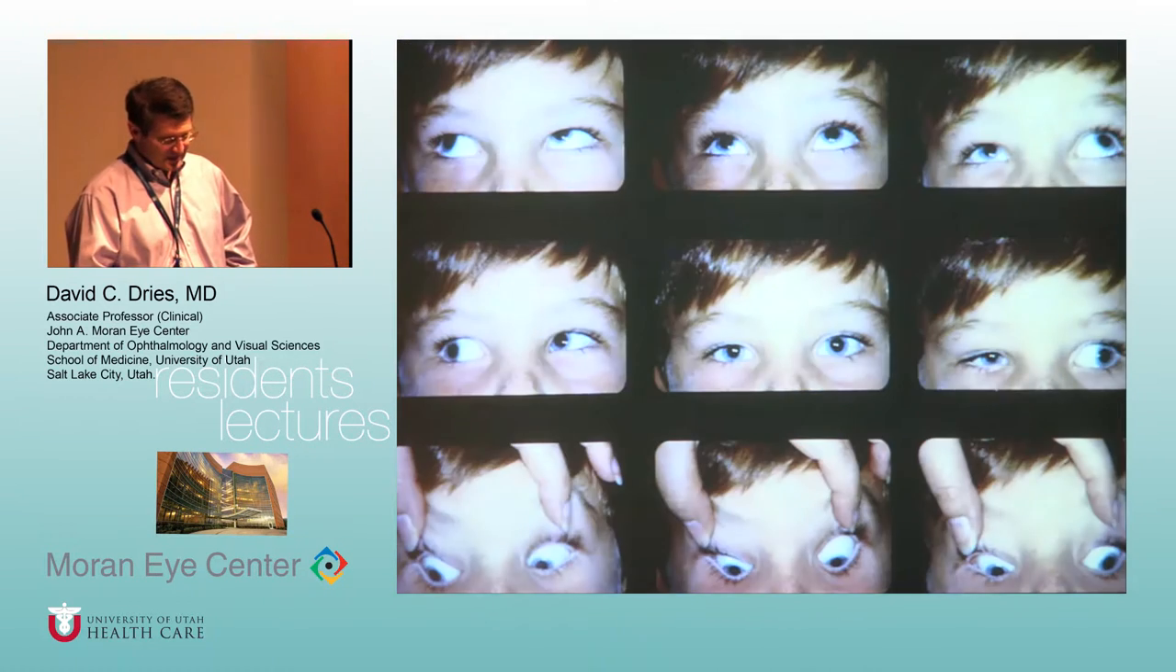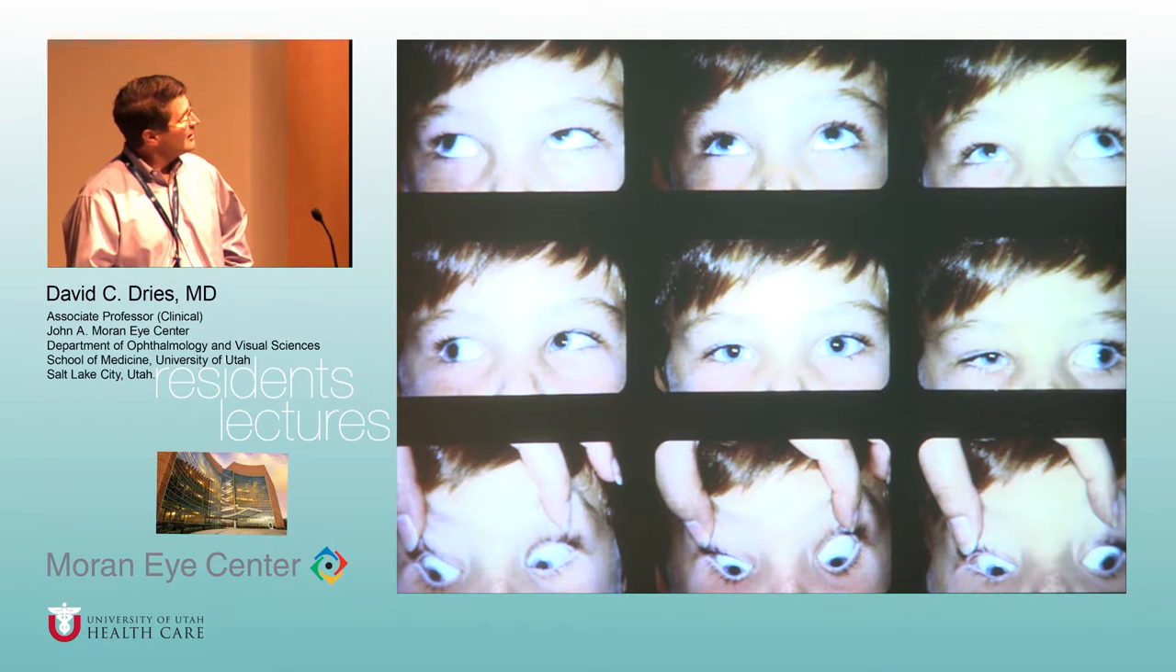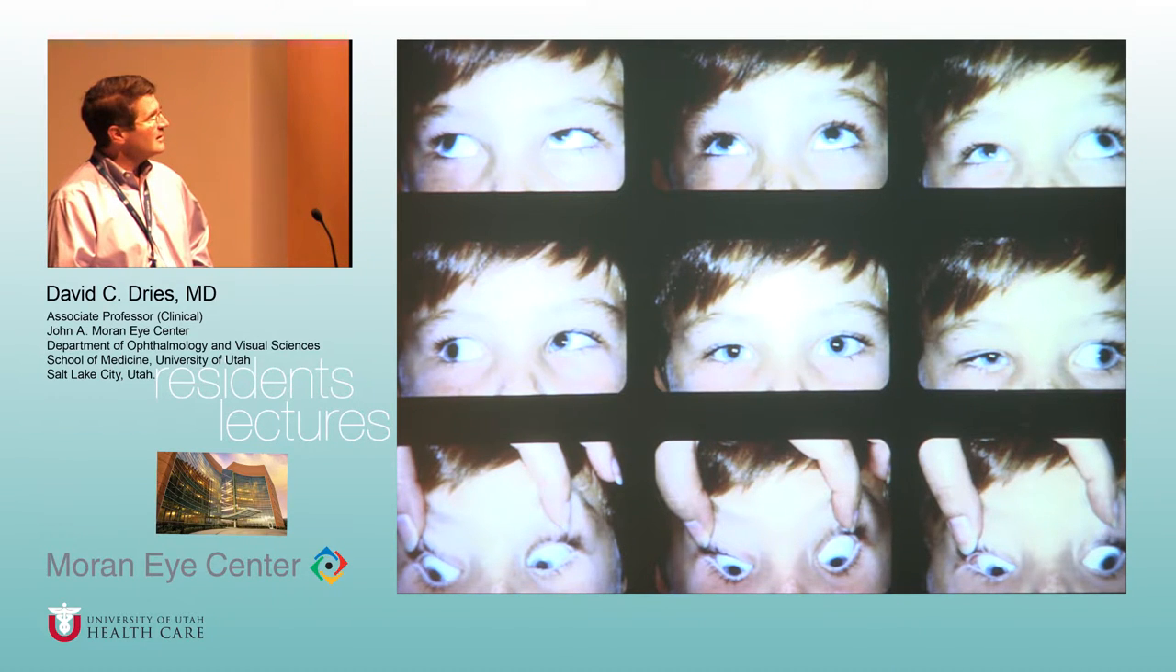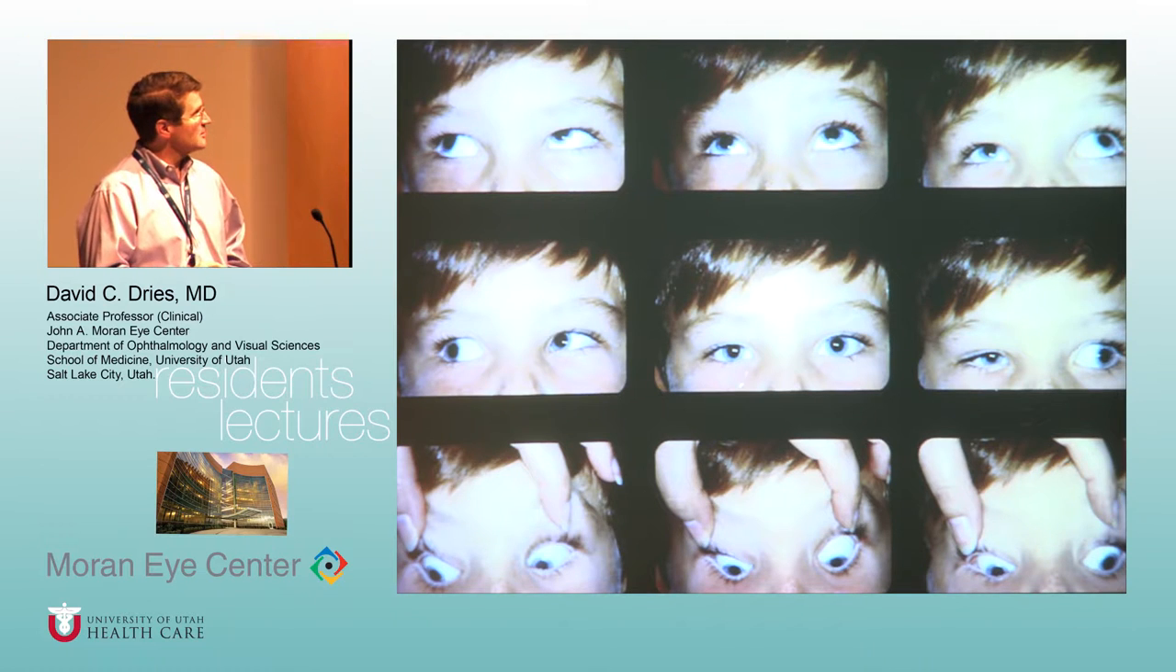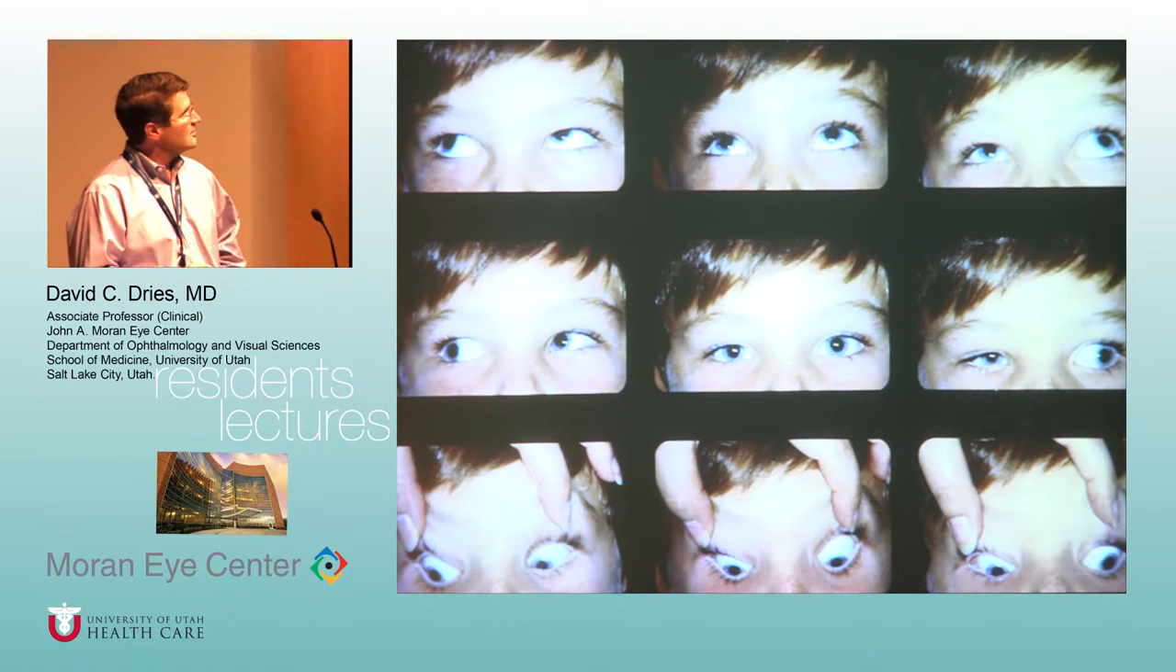So what about this kid? He's a little exotropic, right? He's a little exotropic. And this doesn't show the head turn. This is type 2. And check out, his abduction's pretty good, but it's not normal compared to this eye. And his adduction, I apologize.